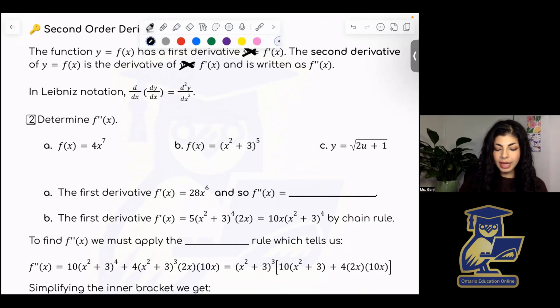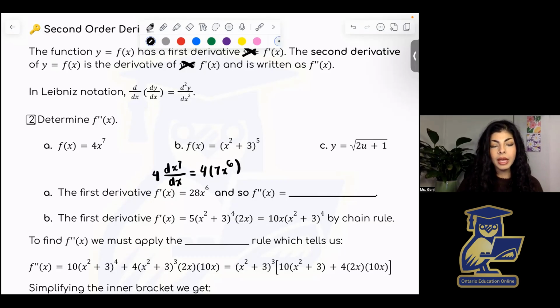The way we get that is we consider 4 d x to the 7 by dx, and taking this 4 out is our constant multiple rule of derivatives, and now I just have the power rule, which tells me 7 as a coefficient and then x to the power of 6. And that 7 and 4 become 28, and we're left with x to the power of 6.